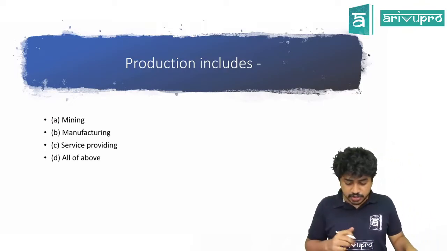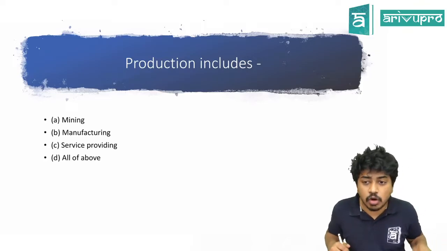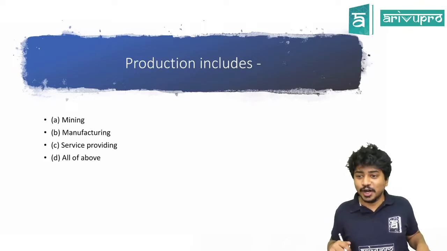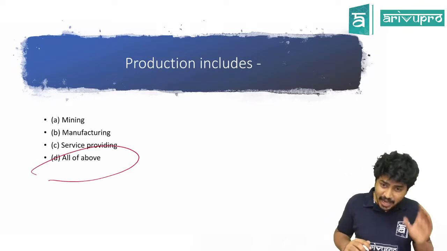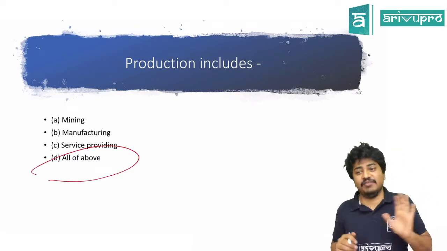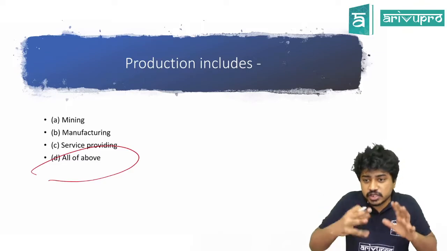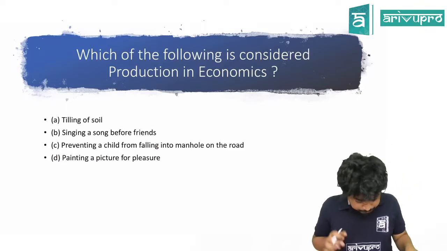Production includes. Does it include mining, manufacturing, service providing, or all of the above? What does production include? It includes all of the above. Okay. I told you, service, product, everything production includes. Don't fixate your mind that physical goods should come out. Okay. That is one.